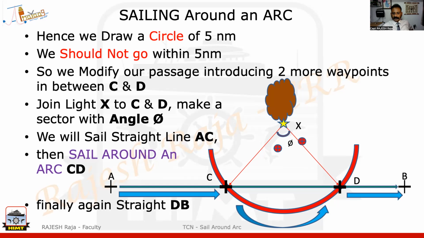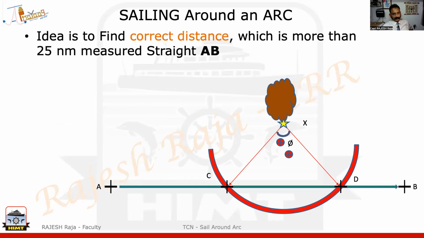Please remember, measuring Alpha Charlie is very easy with your divider. Measuring Delta Bravo is very easy. But as I said, Charlie and Delta, the circular path also can be measured by a divider, but it's not prudent. I can get you a better answer, more accurate answer, and that is what we are going to do.